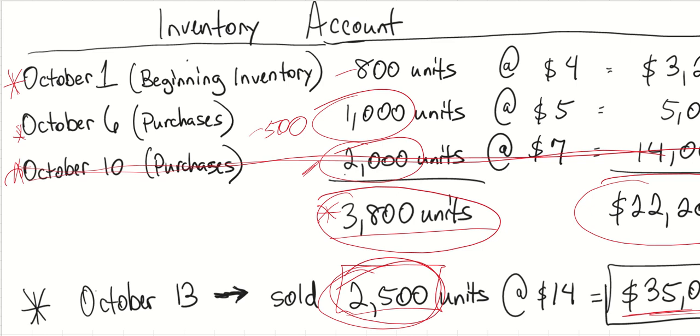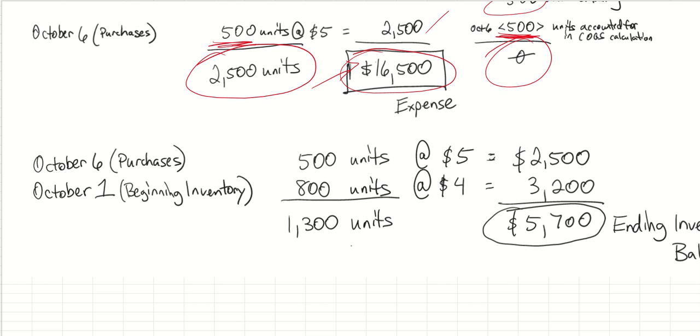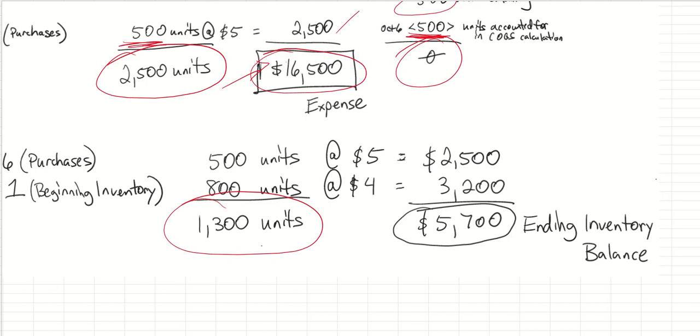But what does change is what dates it's coming from. In this case, the 1,300 units remaining under the LIFO method are going to come from the oldest purchases from October 1st and October 6th. So this is what you see here. October 6th, the purchases, 500 units, that's $2,500. Then you have October 1st, the beginning inventory, which is 800 units. We didn't touch any of that. That comes out to be $3,200. So 1,300 units remaining, like I said, and that amounts to $5,700. That's our ending inventory balance.